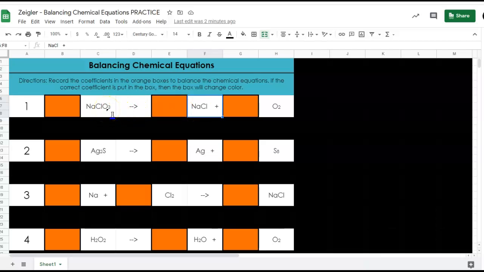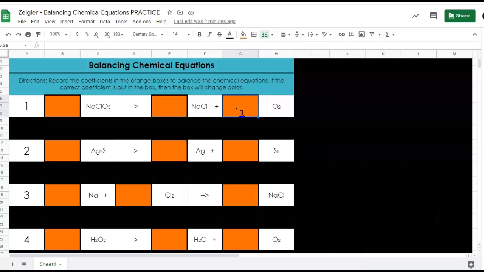Now I look at my O's. I look at my O on the reactant side, there's 3. I look at the O on the product side, it's 2. They are not balanced. So now I have to put the coefficient, that big number in front, to make it balance. These are one of the tricks to help you when balancing.